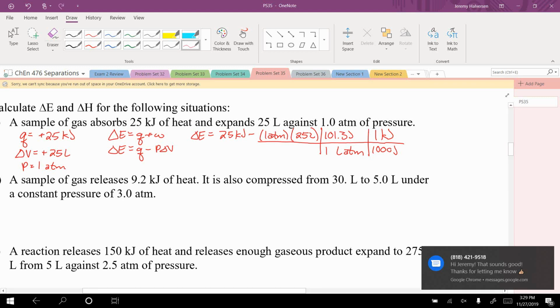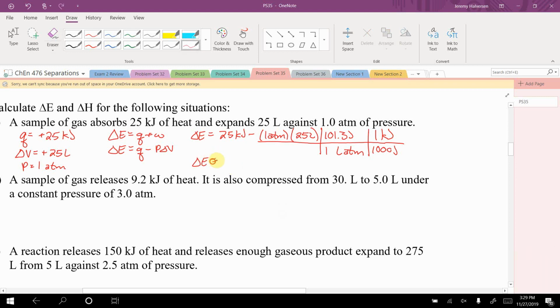All right, so when I plug all these numbers in, I got my delta E equals 22.47 kilojoules.